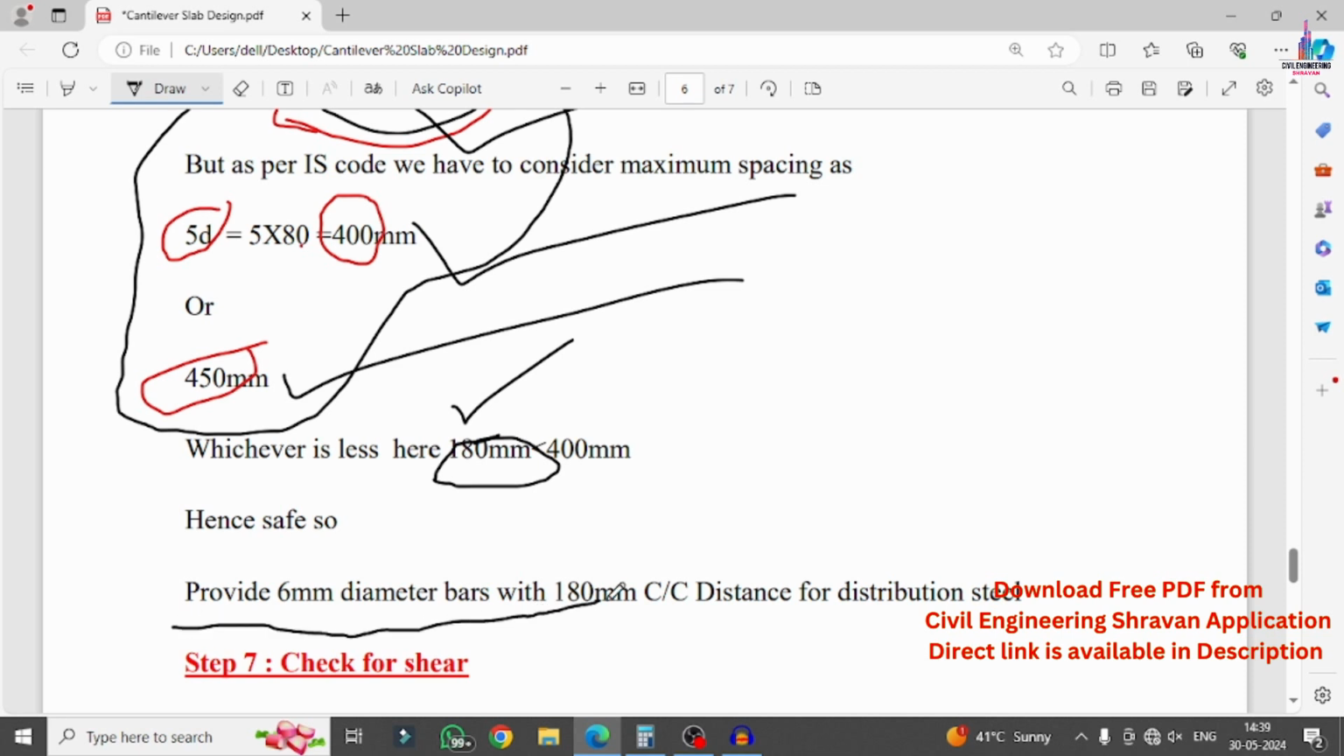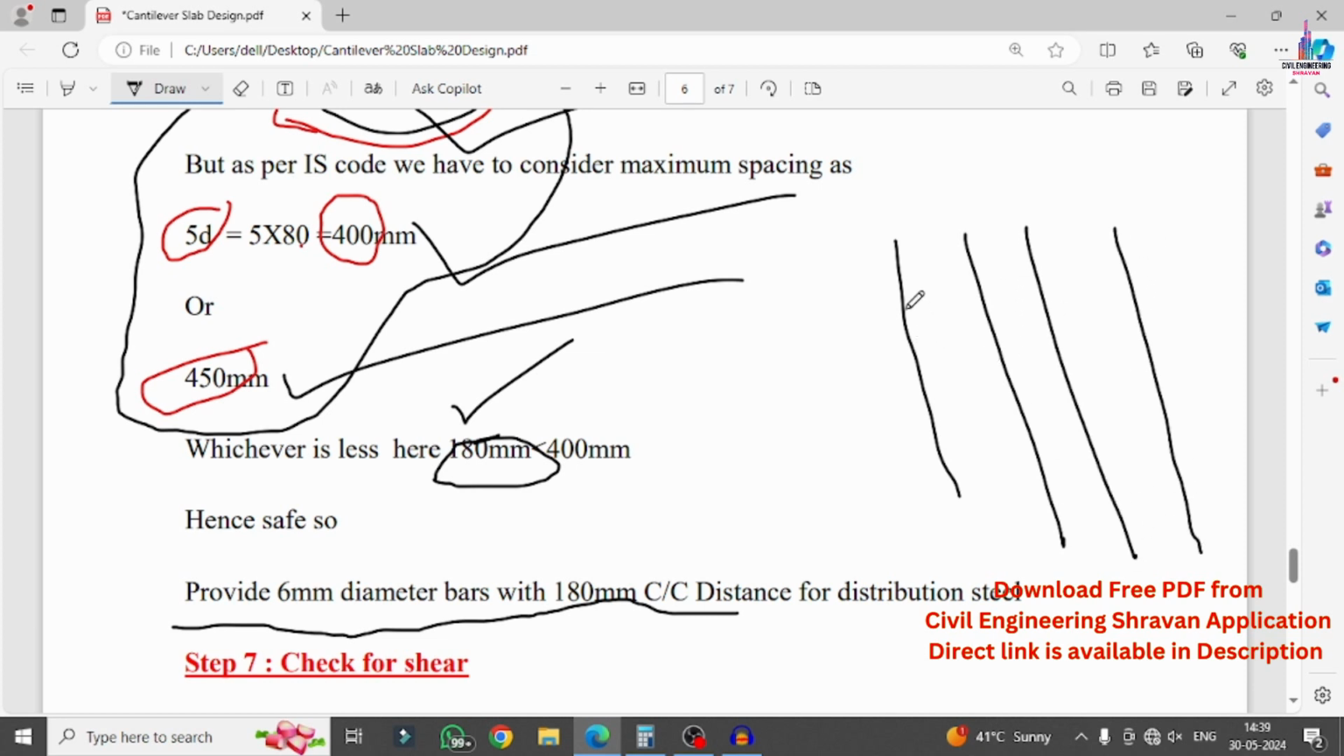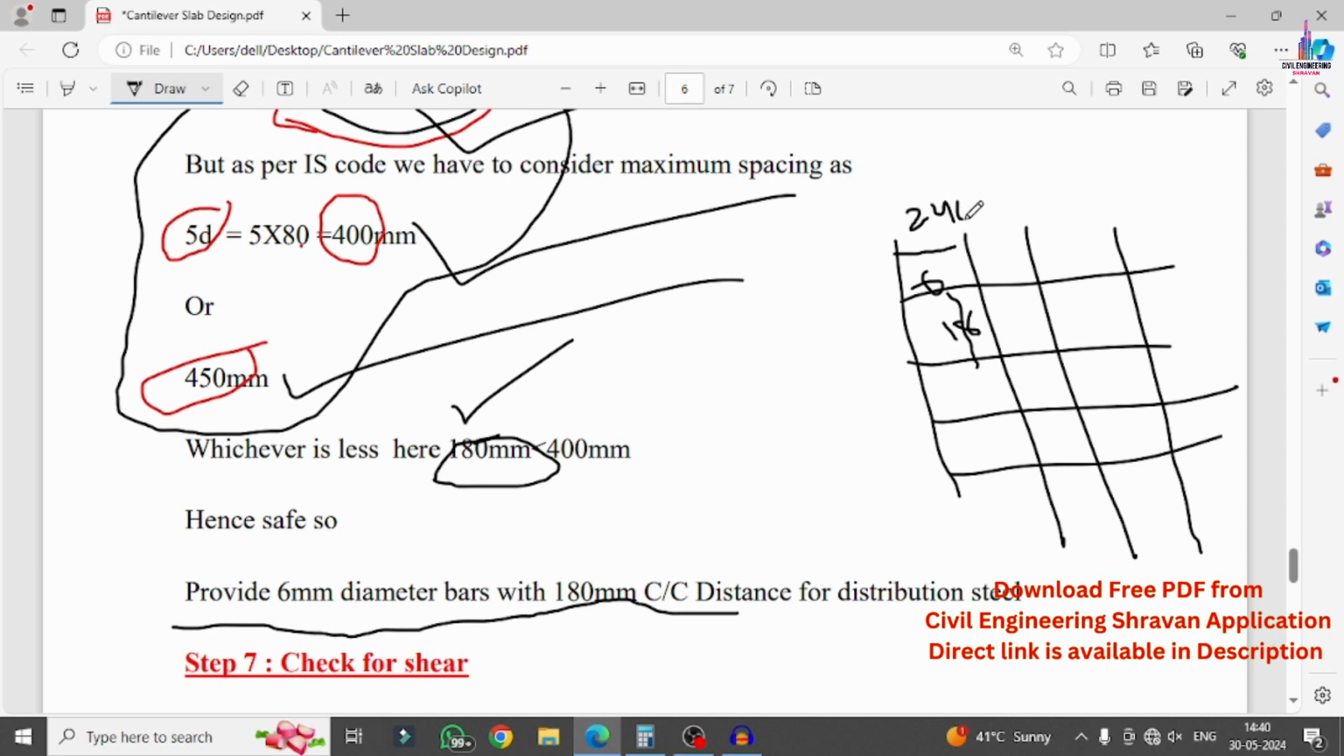Now we can see these are the main bars and these are the distribution bars. The distribution bars are 6 mm diameter bars placed at a distance of 180 mm. If you increase the diameter of the bar, the spacing value will increase. So for the main bars, it is approximately 240 mm center to center distance, and 180 mm center to center distance for the 6 mm diameter distribution bars.